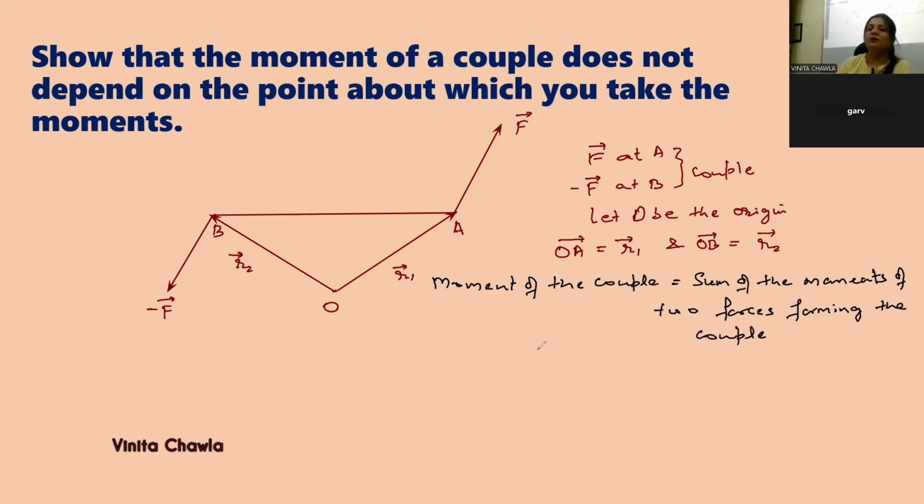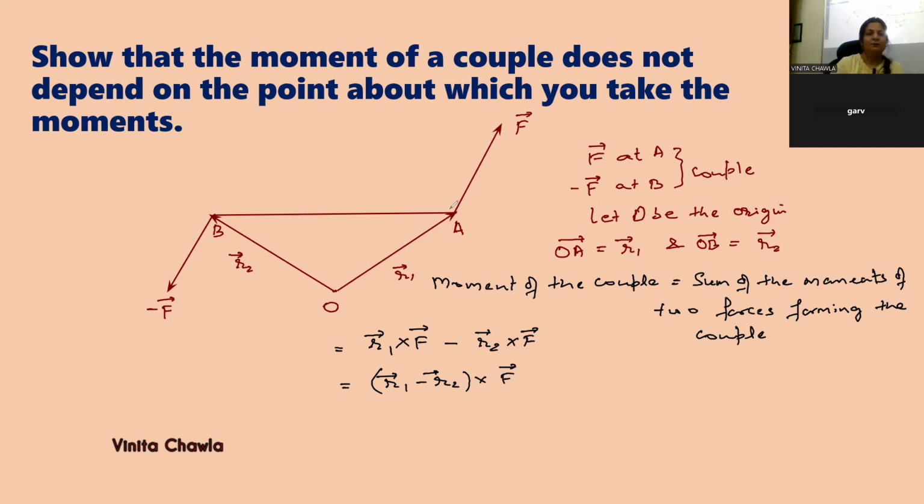How do we find moment? R cross F. So it's vector R1 cross vector F minus vector R2 cross vector F. R cross F is the moment, right? We can take vector F outside, and in the bracket we can write vector R1 minus vector R2, cross F.